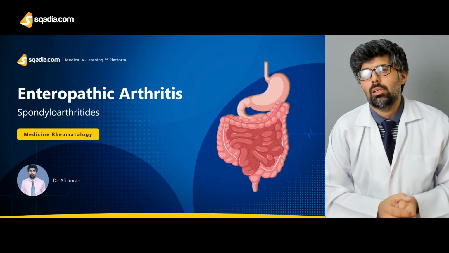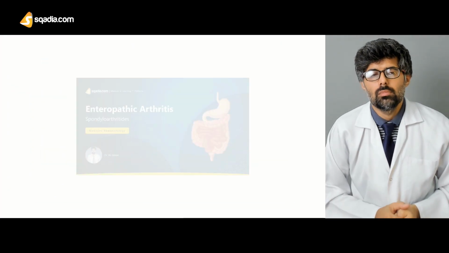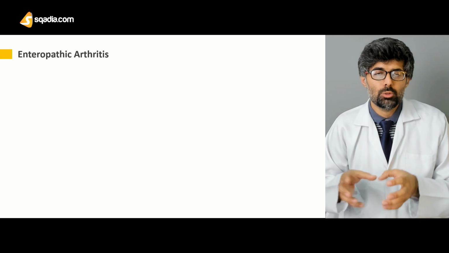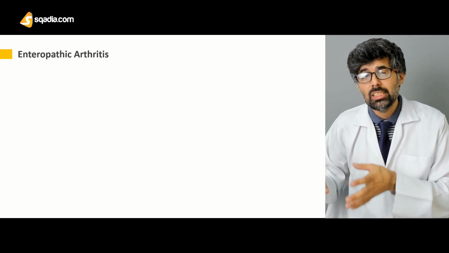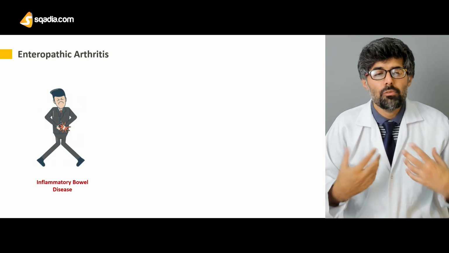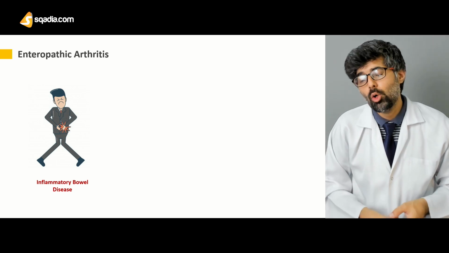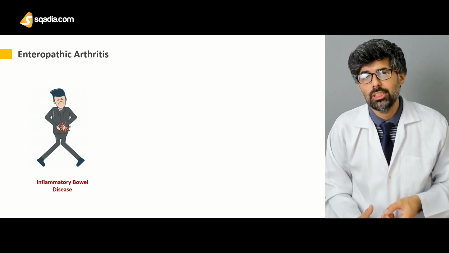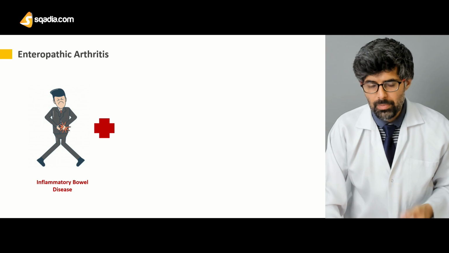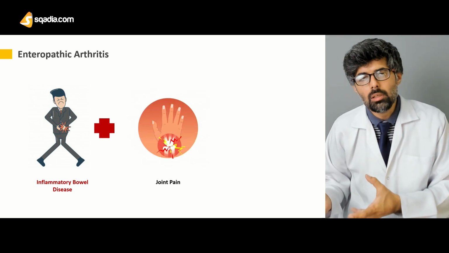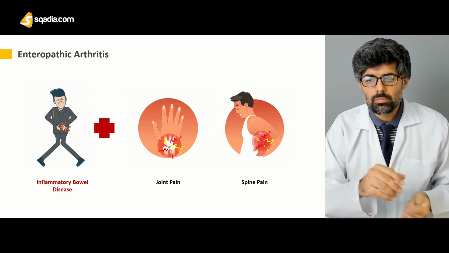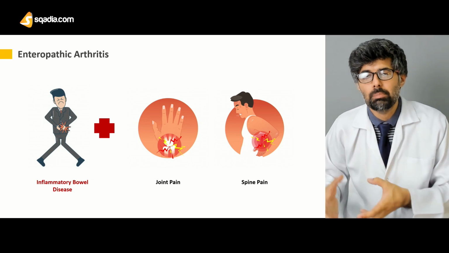Talk about enteropathic arthritis. Now, enteropathic arthritis is the arthritis which is usually associated with inflammatory bowel disease and spondyloarthritis. So, in this, we have a patient with a diagnosed or suspected inflammatory bowel disease. Now, because of the inflammatory bowel disease, or IBD, there can be joint pain. Now, with joint pain and inflammatory bowel disease, the patient can even present with spine involvement.